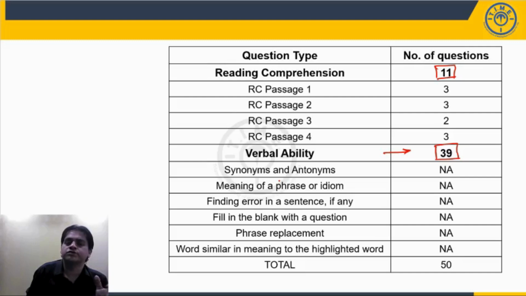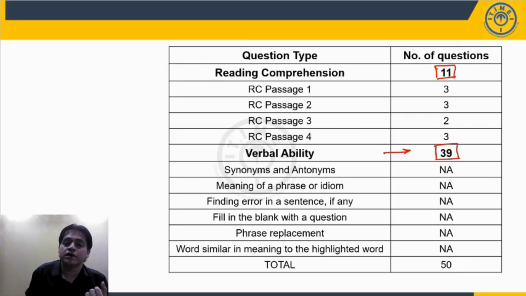So there were questions of synonyms, antonyms. There were questions where you have to find the meaning of a phrase or an idiom. Then there were questions where you have to find the error in the sentence, if any. A sentence is given, and there are 4 parts of that sentence marked as A, B, C, D. If there is any error in any of those parts, you mark A or B or C or D as the answer. If there is no error, then you mark E as the answer. Many of such questions were present.